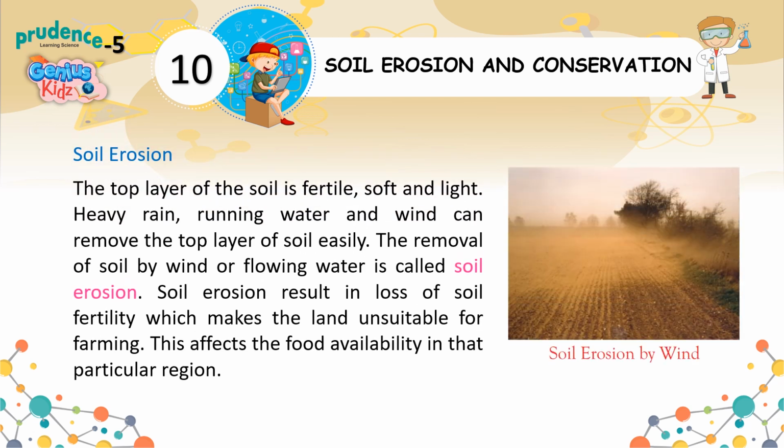Soil erosion. The top layer of the soil is fertile, soft and light. Heavy rain, running water, and wind can remove the top layer of soil easily. The removal of soil by wind or flowing water is called soil erosion. Soil erosion results in loss of soil fertility, which makes the land unsuitable for farming. This affects the food availability in that particular region.